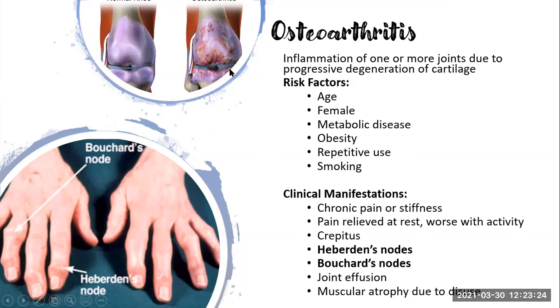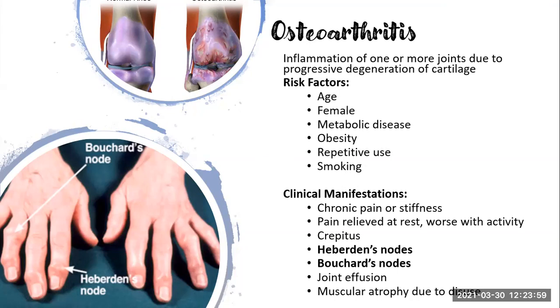Age, obviously, as we get older, that process of degeneration naturally occurs, and it's going to occur faster than we're able to reproduce cells. So aging, women are going to be more at risk. Anyone with metabolic disease, such as diabetes, issues with their thyroid, different types of metabolic disease, obesity, and of course, smoking put you at risk for anything. They're going to have chronic pain and stiffness.